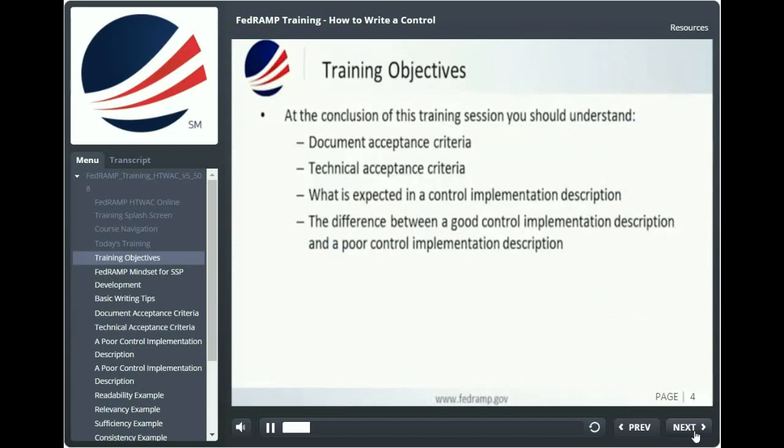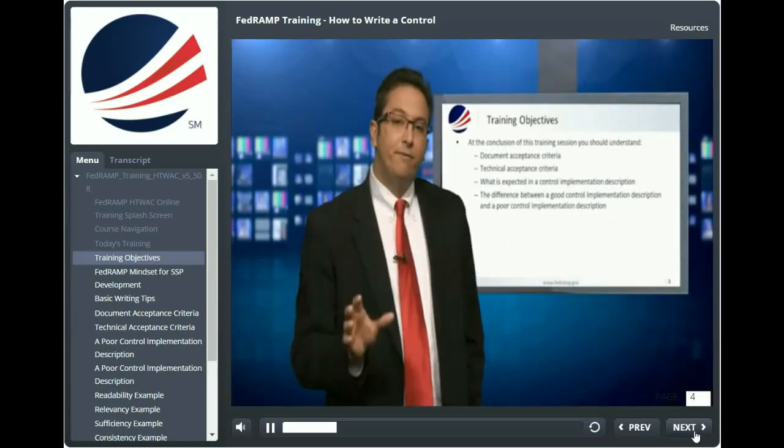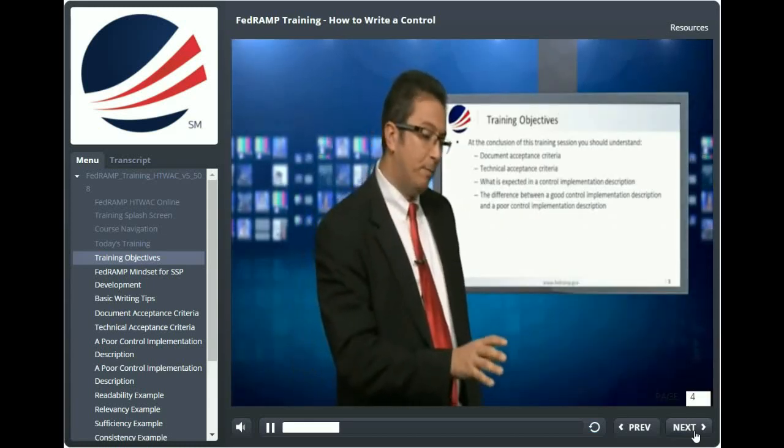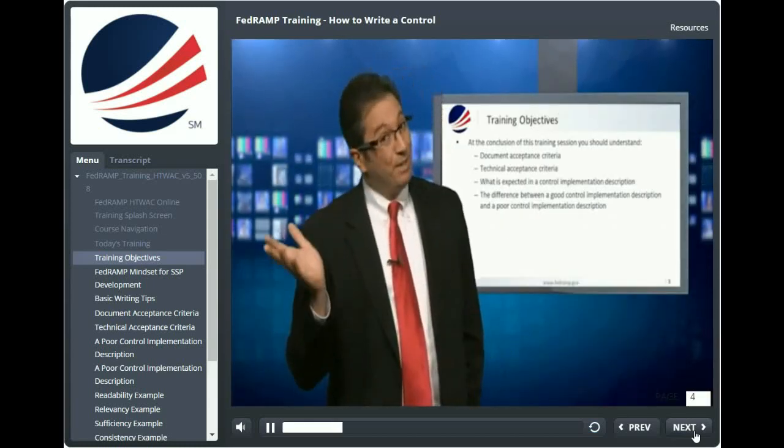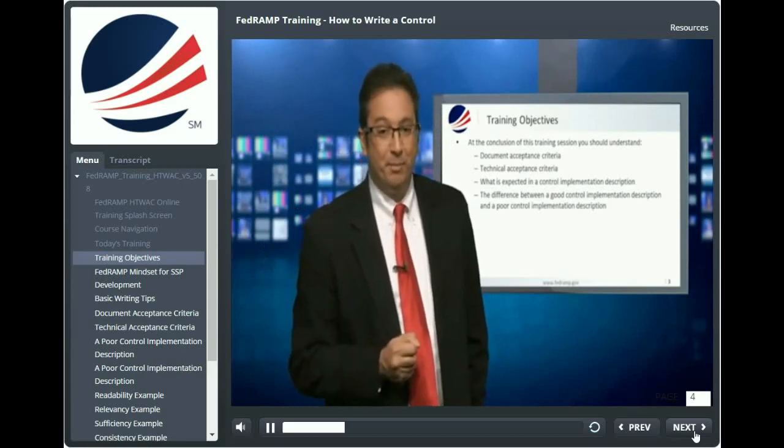So, at the conclusion of this training, you should be able to understand the following. The document acceptance criteria. Basically, what are we looking for in your documents that make them acceptable for FedRAMP submission? Also, keep in mind the technical acceptance criteria. That's just as crucial as the document acceptance criteria. And lastly, the difference between a good control implementation statement and, well, a not so good implementation statement.